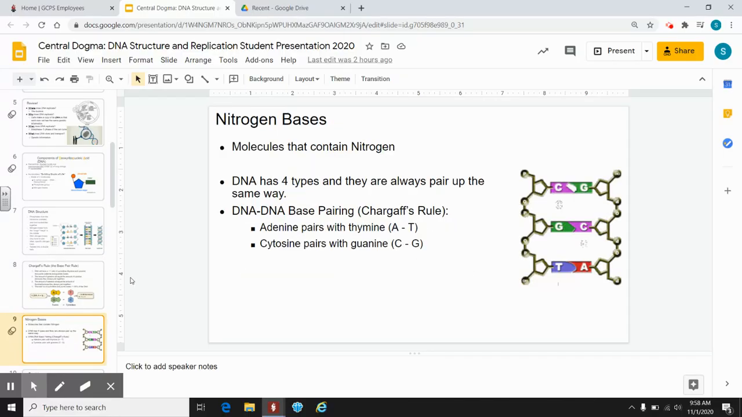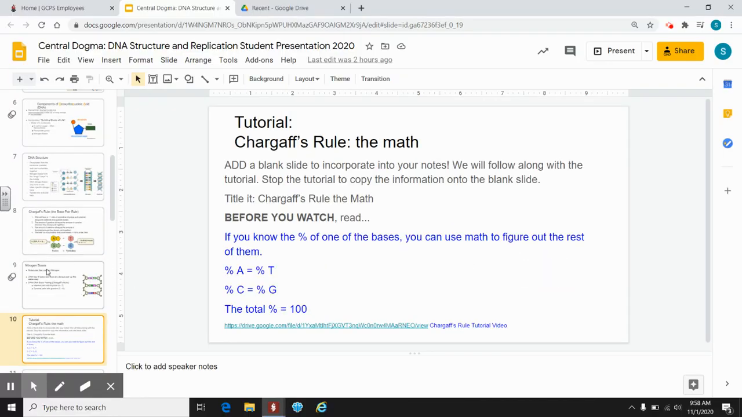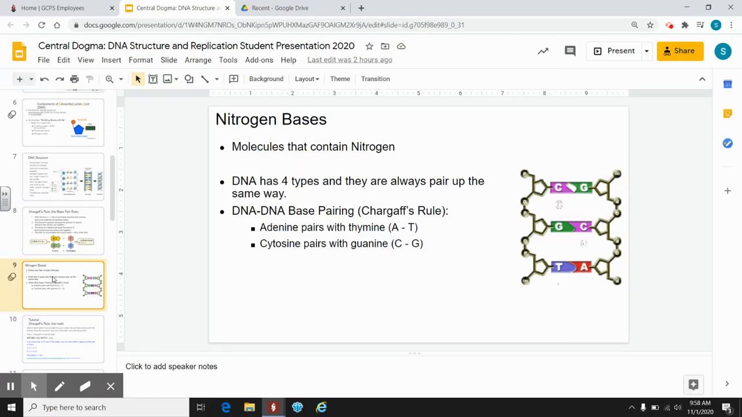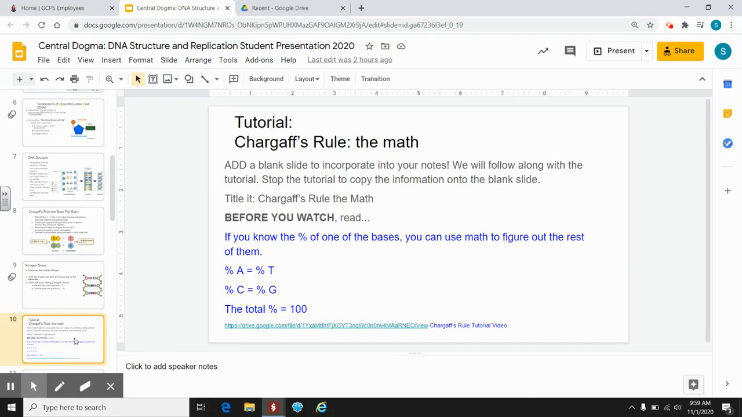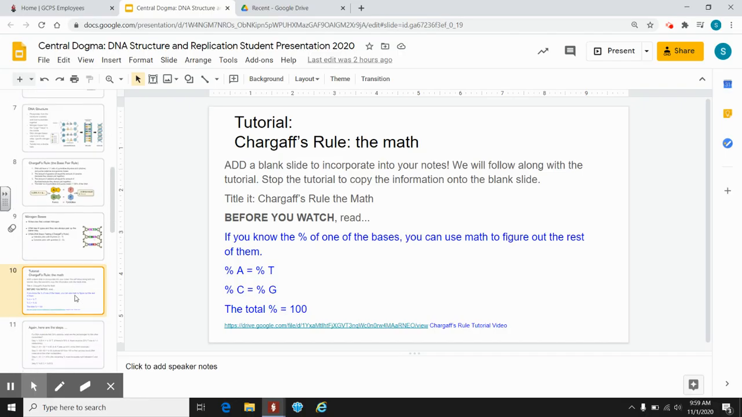We are going to watch a tutorial that's going to explain Chargaff's rule. But again, you really need to remember this: A is with T, C is with G when you talk about DNA. Okay? All right, so for Chargaff's rule, you are going to add a blank slide.